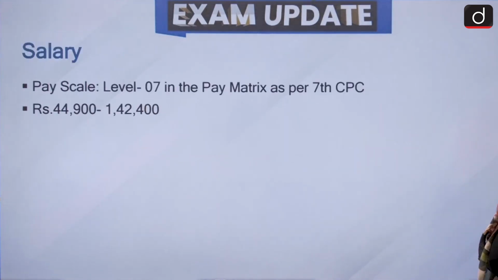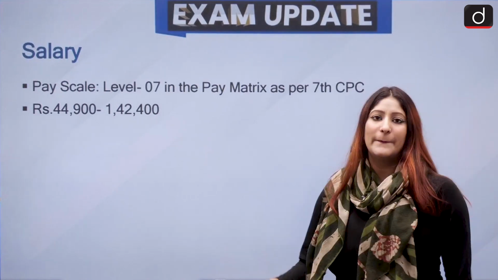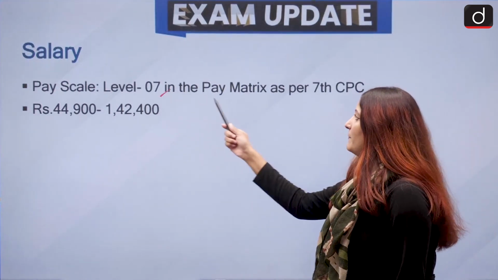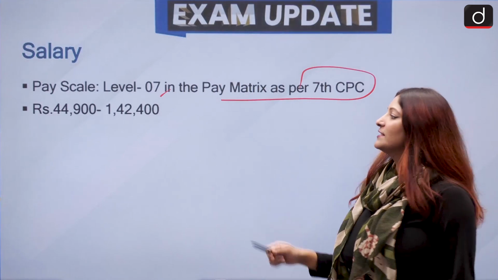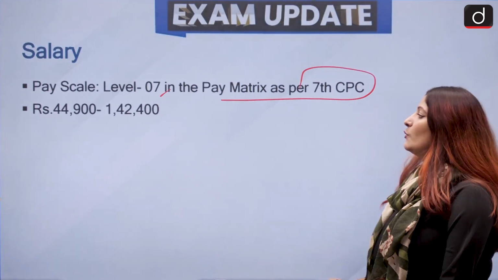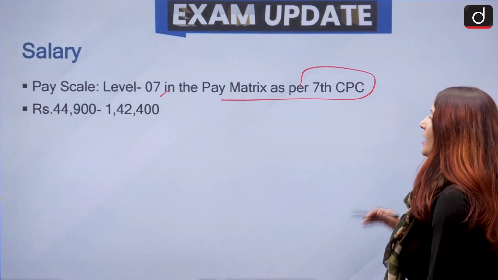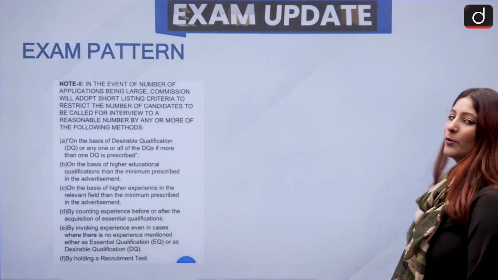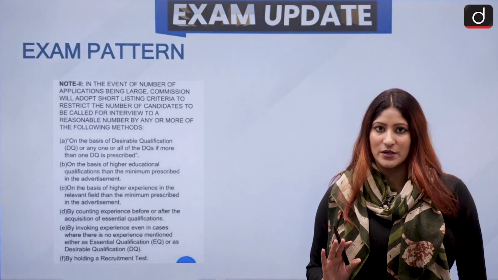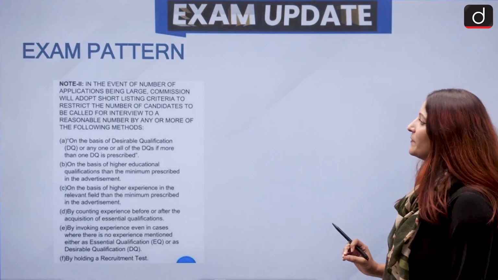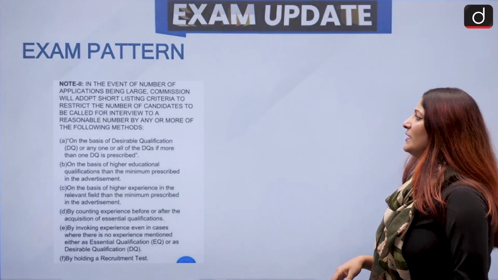Okay, why am I saying interview? I will tell you that. Salary, pay scale, level 7 in the pay matrix as per the 7th pay commission, and this is the range of 44,900 to 1,42,400. Once you get selected, you will have a probation according to the rules, that is of 2 years. Probation is of 2 years. Okay, and then you can be posted anywhere according to the needs.